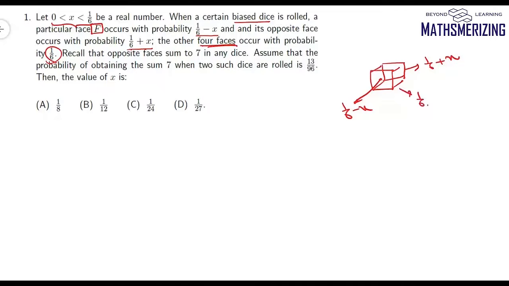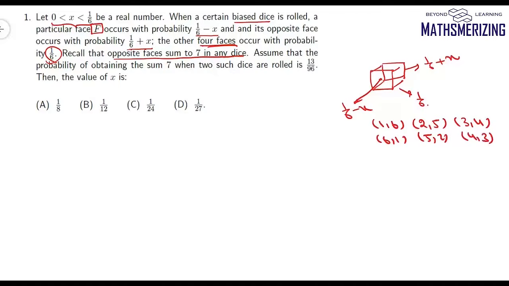Now it also says, recall that opposite faces sum to 7 in any dice. So that means these two faces, it can be either 1 or 6 or 2 or 5 or 3 or 4, or they're ordered pairs, that is 6 1, 5 2 or 4 3.